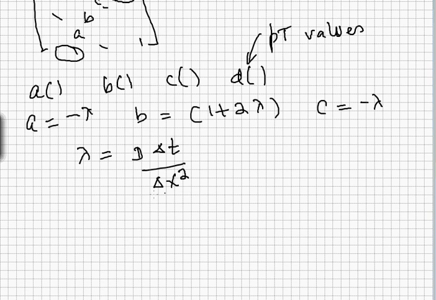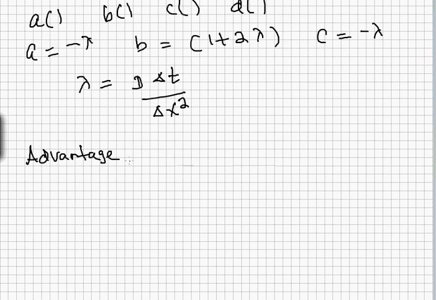Implicit codes do not have any stability criteria. So why are we doing all this? The advantage of implicit code is it's unconditionally stable. And one of your homework problems is to actually take the previous homework problem and show it will indeed be stable. Okay, so I'll stop here and we'll continue this discussion in the next lecture.